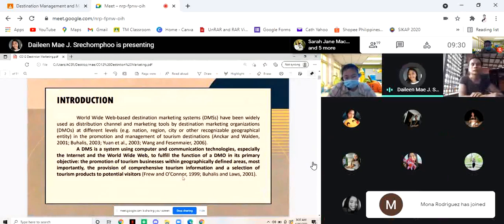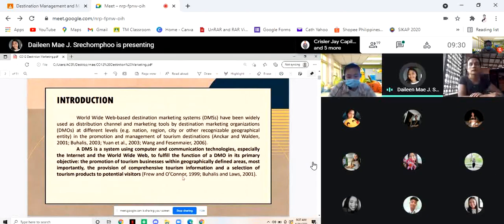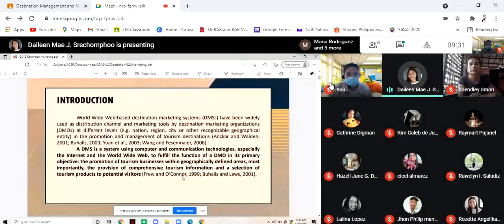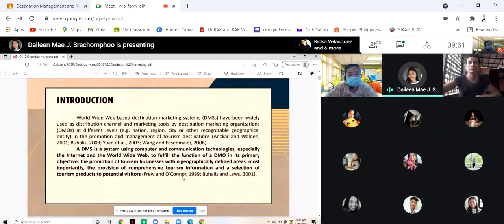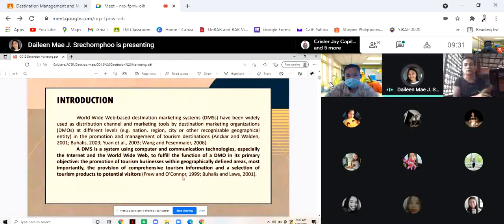So, destination marketing system daw is a massive advantage pagdating sa market of tourism industry. Kasi, using a destination marketing system is a way to success sa better promotion ng tourism business within dun sa geographically at sa area ng destination, at most importantly, DMS contains comprehensive tourism information na kailangan ng mga DMO sa pag-select ng tourist products na mas suitable dun sa kanilang potential visitors.